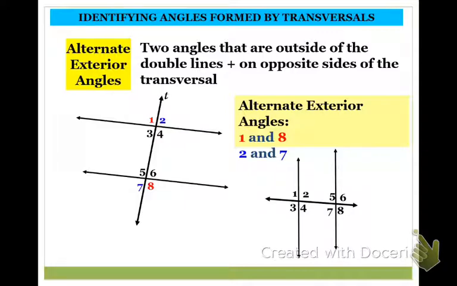I show you this picture to show you that it could be up and it could be looking a little differently, but the same property stands. If you connected the two double lines, this would be inside. So what would be alternate exterior with 1? 8, and then 3 and 6. Okay, so it still counts even if it's turned weird.